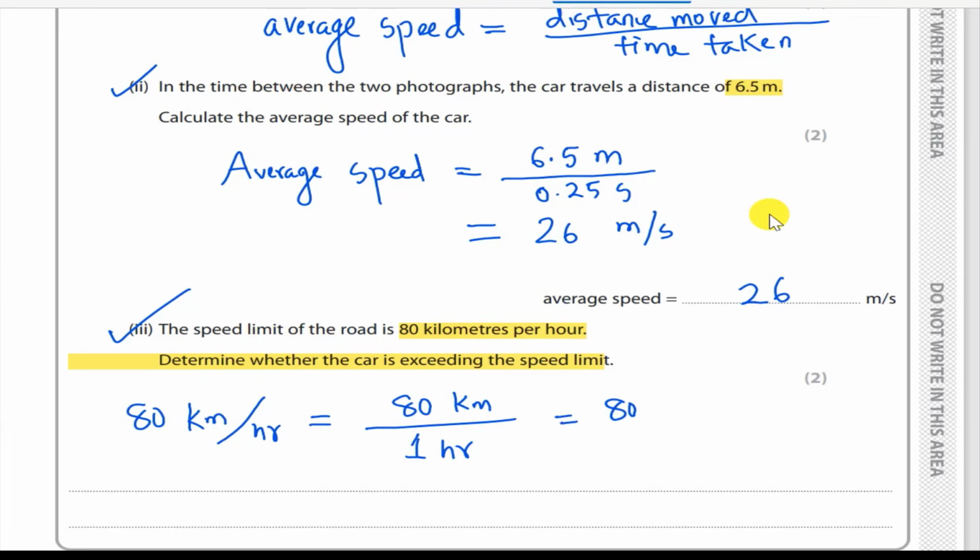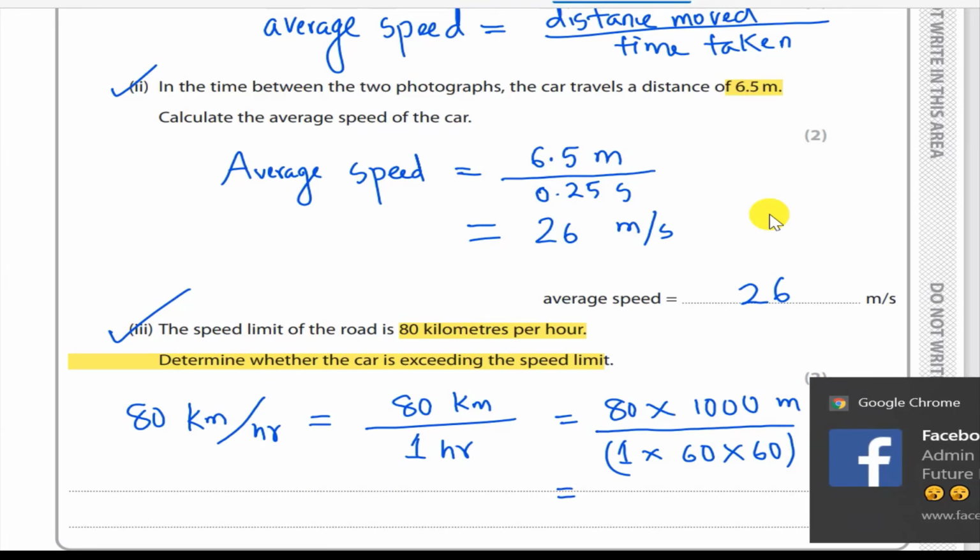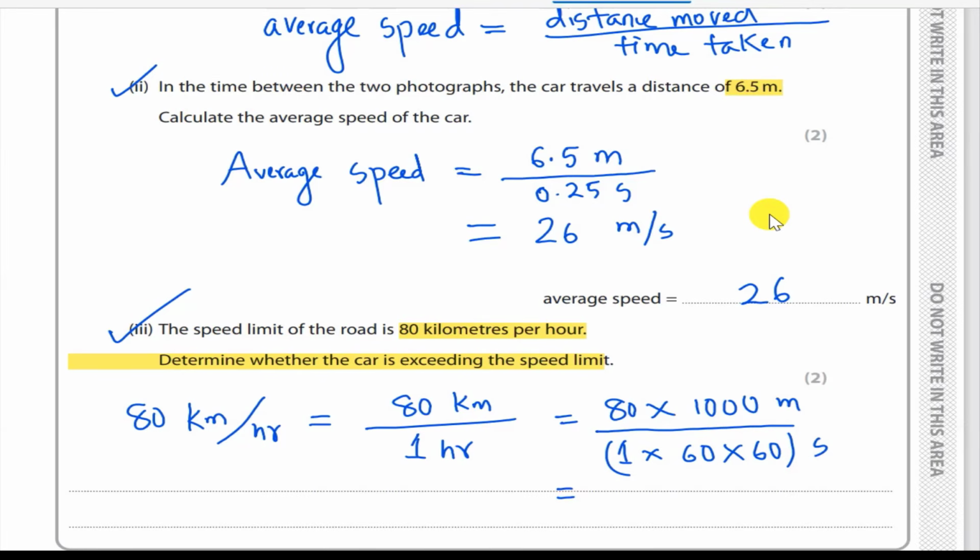So 80 km into 1000, because 1 kilometer equal to 1000 meter, and 1 hour equal to 60 minutes, then 1 minute equals to 60 seconds. So 80,000 meter divided by 3600 second. So 22.2 meter per second.